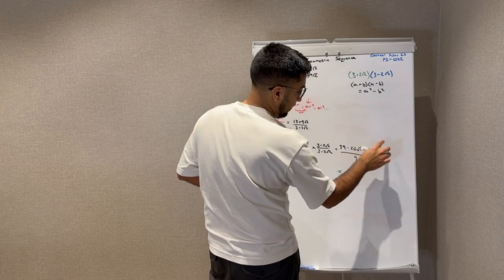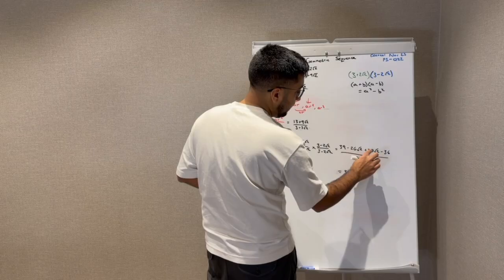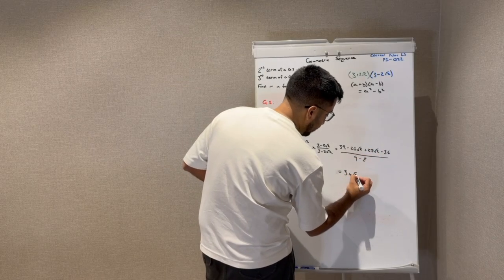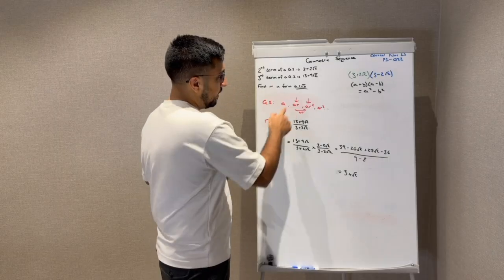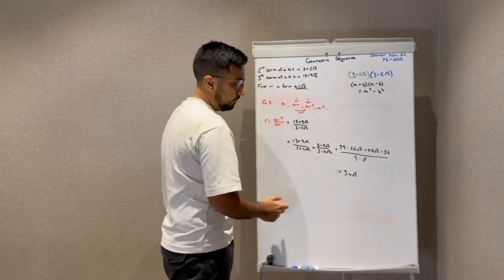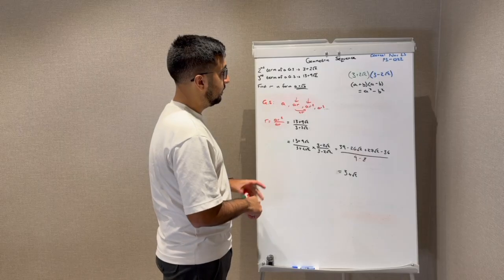And the numerator is 3, plus root 2, and the denominator here is 1. We don't need to write a is equal to, b is equal to. This is plenty for our answer, and this would be 4 out of 4.